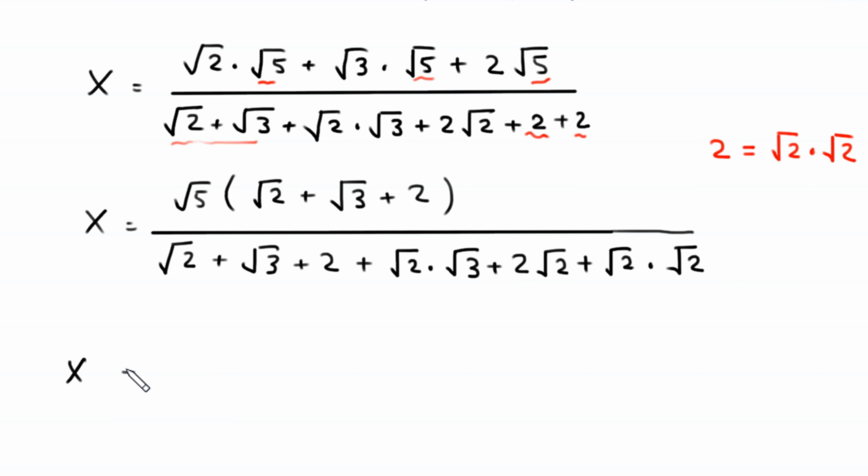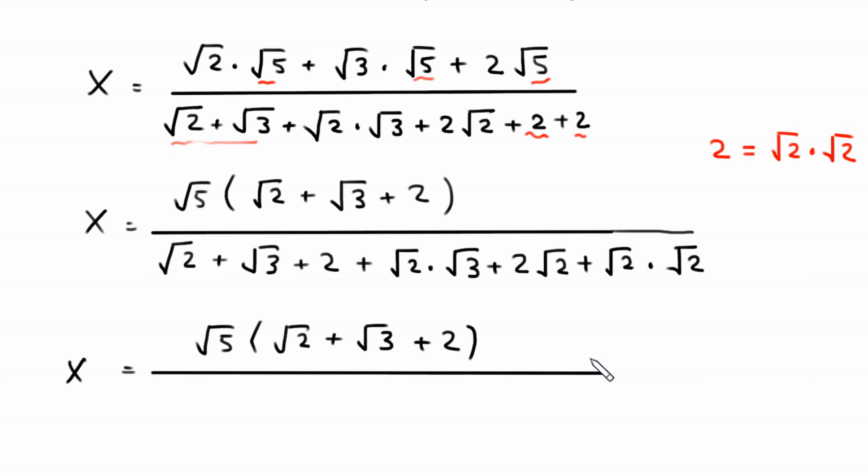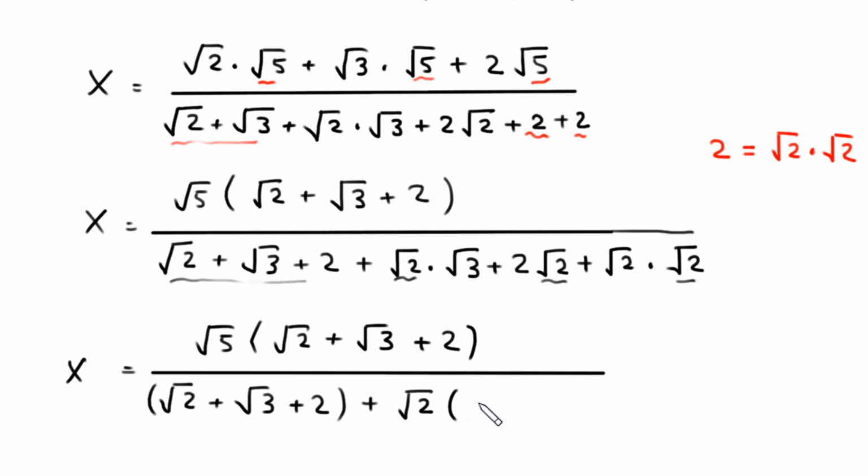Next, x is equal to root 5 times root 2 plus root 3 plus 2 divided by we make a group of these three terms, so this will become root 2 plus root 3 plus 2. We use parentheses to make this a group plus from these three terms we can factor out root 2. So root 2 as common factor in bracket left root 2 plus root 3 plus 2.